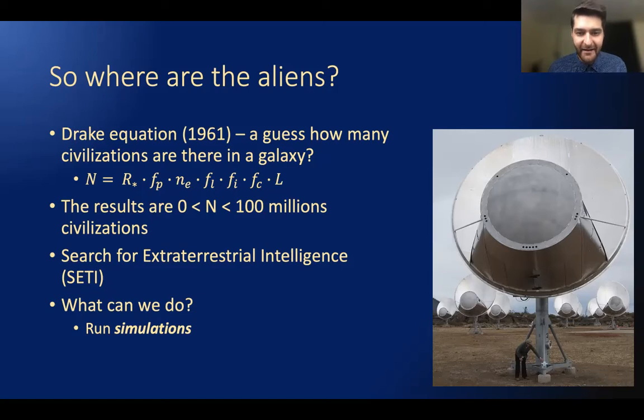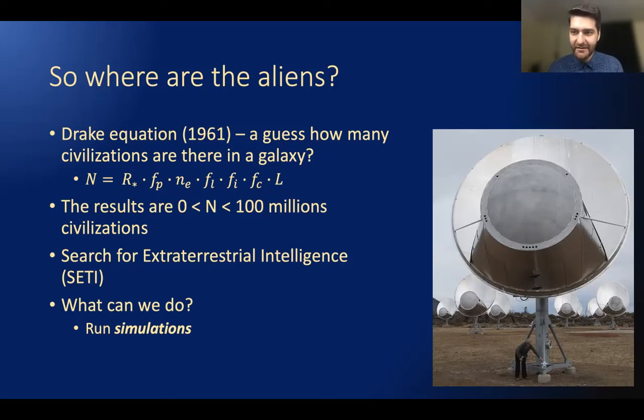And then finally, we have this L, which is basically the time we expect them to communicate. So let's say we started trying to emit these signals into space in the 1960s. So we would say, okay, we have maybe 60 years of attempting to communicate with aliens. But 60 years compared to the lifespan of a civilization is just a fraction of time.